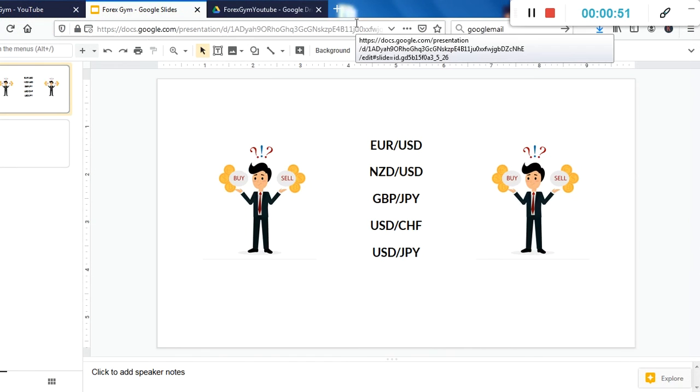Okay guys, I just analyzed these 5 currencies: Euro against dollar, New Zealand against US dollar, British pound against Japanese yen, US dollar against Swiss franc, and dollar against Japanese yen.